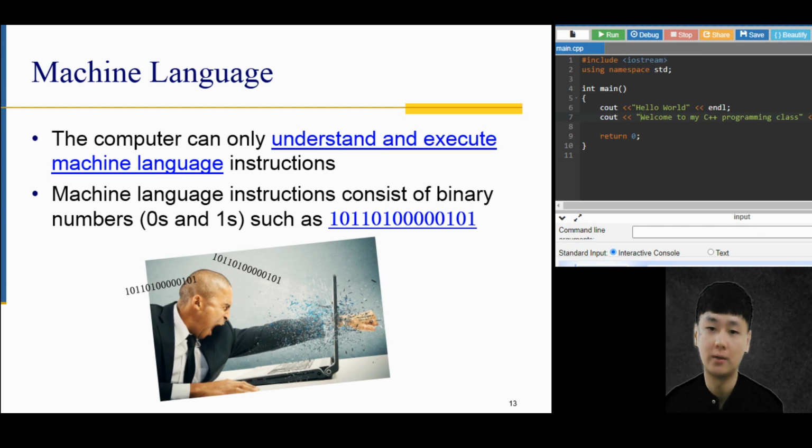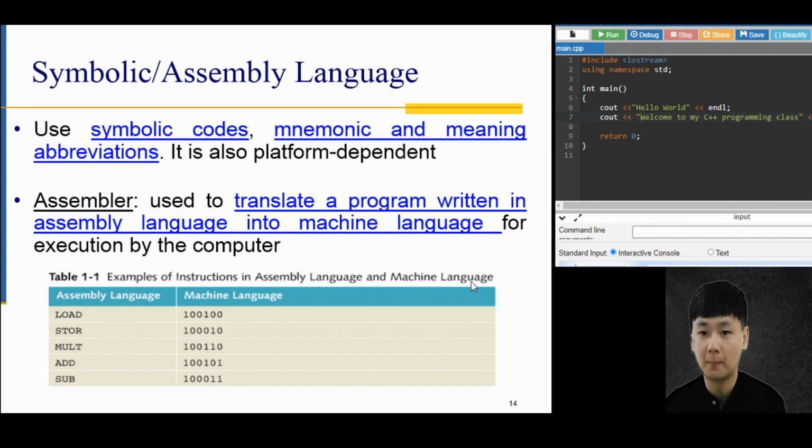This is where assembly language comes in, in 1950. Assembly language is the first step to improve the programming structure and to make machine language more readable by humans. As you can see here, the abbreviations used by assembly language, like addition, become the short form ADD, and subtraction, SUB.